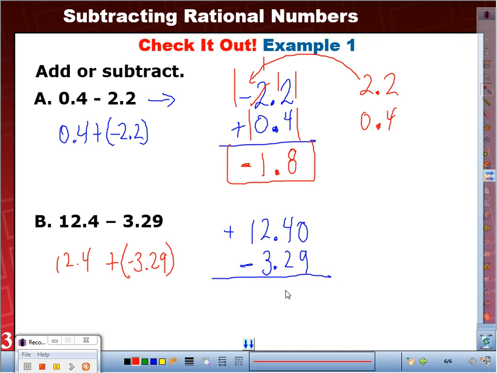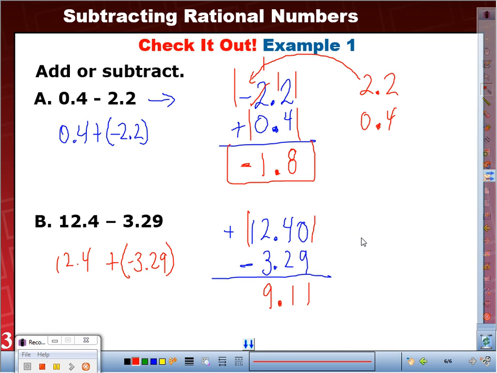So watch. Let me show you something really quick. Here we have 40, and here we have 29. Look up, please. Look up to the screen. This is 40. This is 29. How many more from 29 to 40? 11. Very good. And how many from 3 to 12? 9.